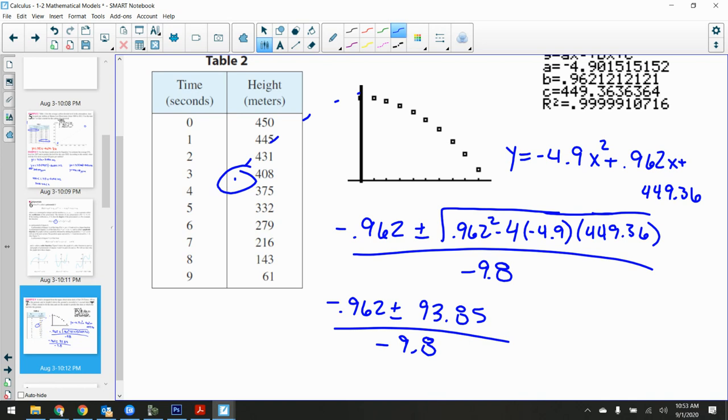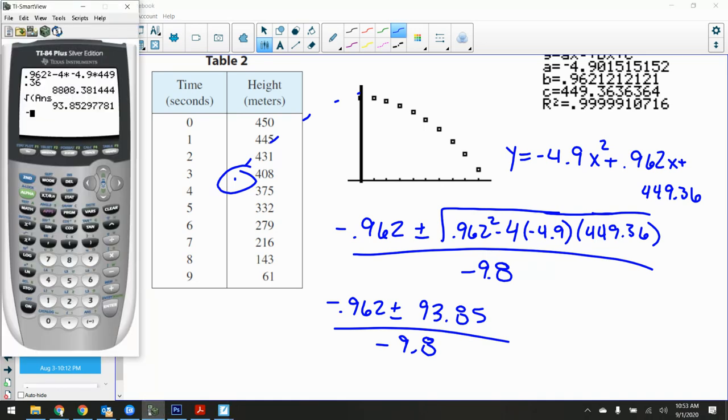So you may be thinking to yourself, oh, well, then I've definitely just got to add this, right? Watch out, I'm dividing by a negative. A positive on top will turn a negative. I need a negative on top to cancel out the negative on the bottom. So I'm going to take negative 0.962 minus 93.85 divided by negative 9.8. 9.67.